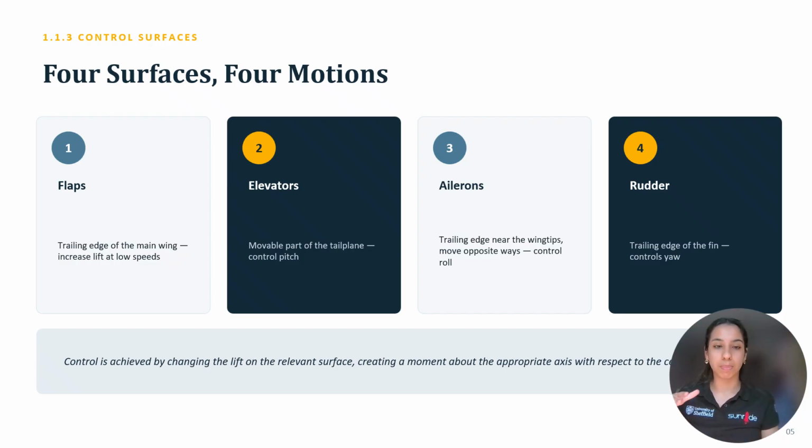Control is achieved by changing the lift on the relevant surface. So we have these four surfaces. When we change the lift on each different surface, it does a different thing. It creates a moment, and that moment force about the appropriate axis allows either the pitch, the roll, or the yaw to change.